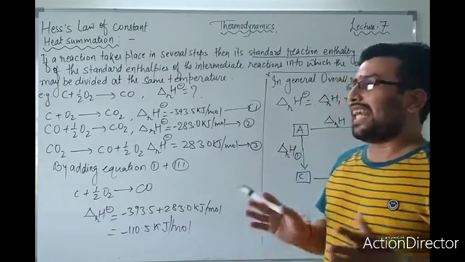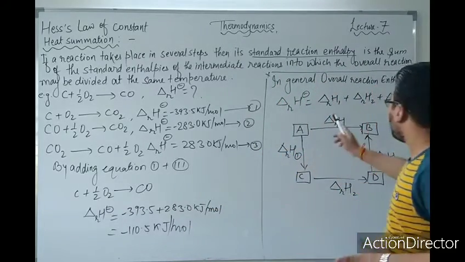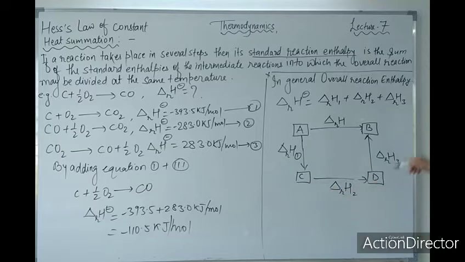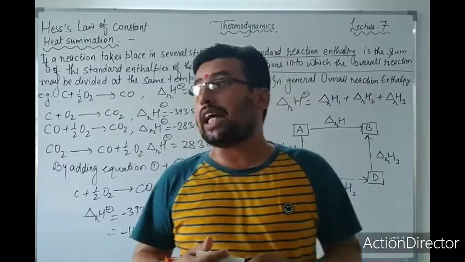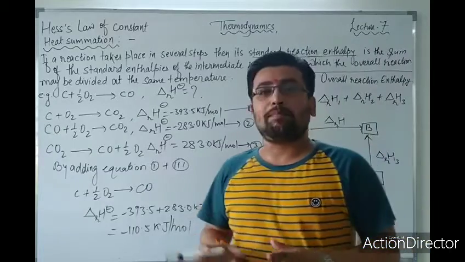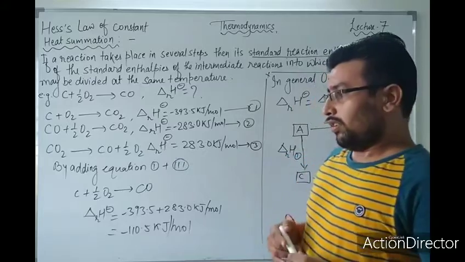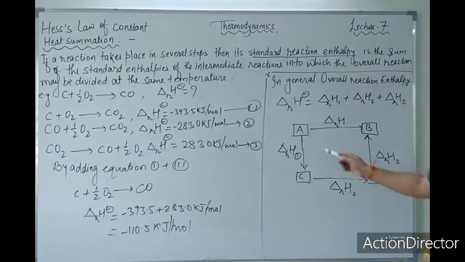Now you should know what this means. You have to calculate the standard reaction enthalpy, either in one step or in several steps. It is the sum of the enthalpies of all the intermediate reactions into which the overall reaction may be divided, at the same temperature. The temperature should be the same. As I already told you about extensive and intensive properties, temperature is not an extensive property, it is an intensive property. So temperature will definitely be the same for either A to B or A to C to D to B.